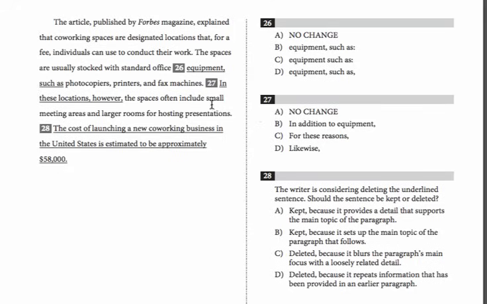And then we have, in addition to equipment, the spaces often include small meeting areas and larger rooms for hosting presentations. All right, I don't see anything wrong with that. Then C, for these reasons, the spaces often include small, for what reasons, right? Because they have office equipment, they include meeting areas. This isn't causal, right? So that makes no sense.